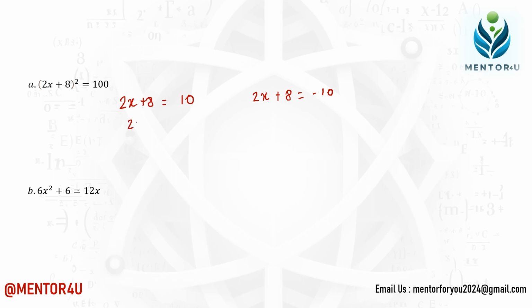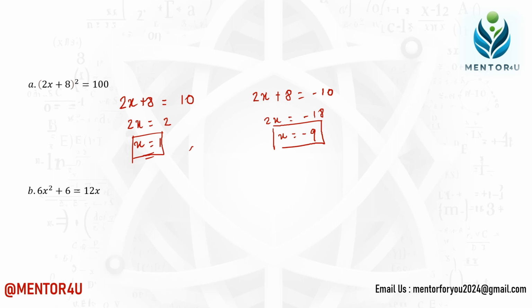So here 2x will be, you take that 8 to that side, that will be 2. So x will be equal to 1. Similarly here, if you take that 8 to that side, 2x will be equal to minus 18. So x is going to be minus 9. Okay, these two are the roots for this quadratic equation.